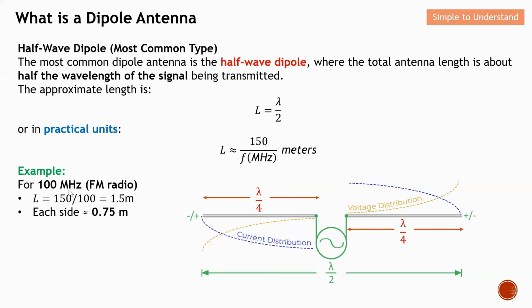Okay, we don't want to enter this times 10 to the power 6. We just want to enter the numeric value of 100 in terms of megahertz. So we get that the length of the antenna will be around 1.5 meters. Like I mentioned earlier, because they contain two equal conducting materials, each side should be 0.75 meter. So with 0.75 meter here and another 0.75 meter over here, this will create a dipole antenna.